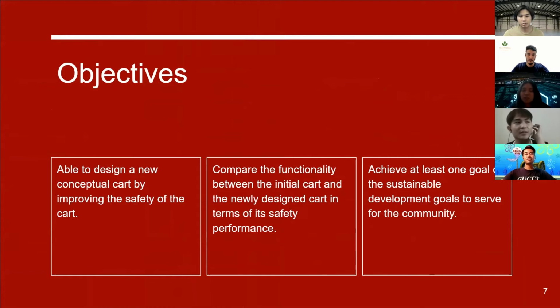Okay, so the objective of this project is to design a new conceptual cart by improving the safety of the cart. Next is to compare the functionality between the initial cart and the newly designed cart in terms of its safety performance. And the last objective of this project is to achieve at least one of the Sustainable Development Goals to serve the community.